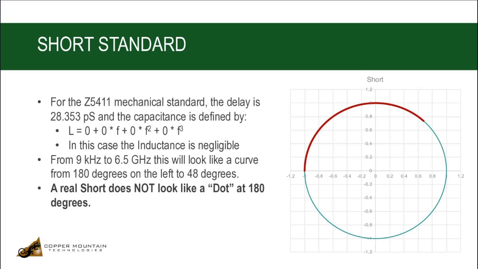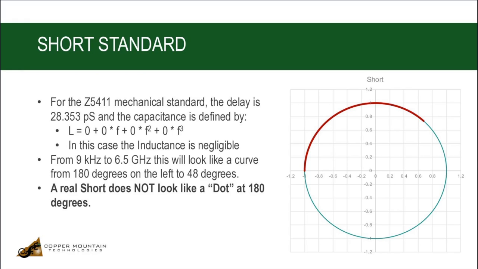So for this calibration standard, it's actually the T4311. The delay is 28.353 picoseconds, and the inductance is defined by this polynomial. And in this case, the coefficients are all zero because the inductance is negligible for the short in this calibration piece. So for that case, which is all due to the delay, we have an arc from 9 kilohertz to 6.5 gigahertz, which starts at the short at 180 degrees and arcs clockwise to 48 degrees.